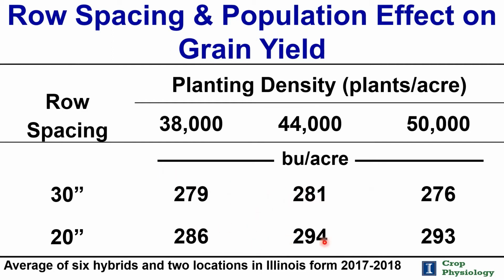But we get this 8 bushel yield increase when we go from 38,000 up to 44,000 plants per acre in a 20-inch row. So far beyond what most growers are planting, and there's still yield to be had there with today's genetics. And as you'd expect, the advantage of the narrow row system becomes more prevalent as you increase density. So, you know, only a 7 bushel response to narrow rows at 38,000 plants per acre. We got a 13 and 17 bushel response when we bump that density up.